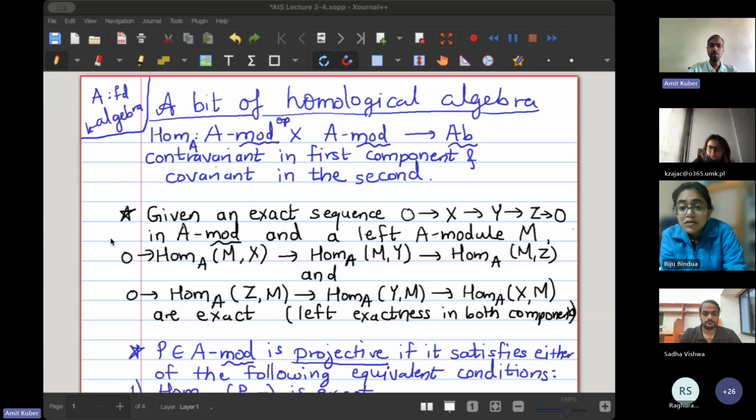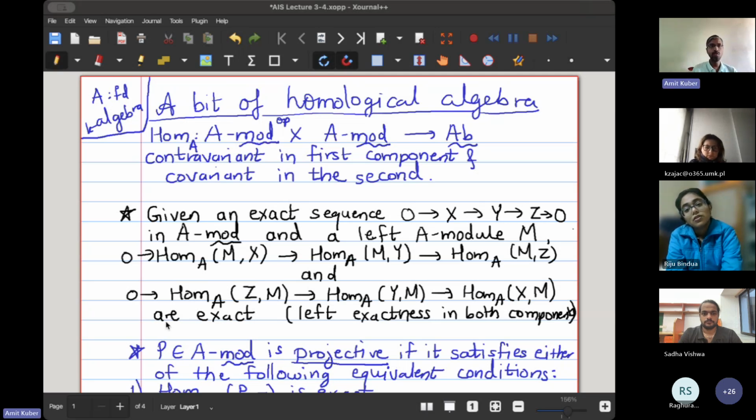We need to have some property on M so that the Hom functor takes all exact sequences to exact sequences. And dually, because we have contravariance in the first component of the Hom functor, we get 0, Hom(Z, M), Hom(Y, M), Hom(X, M), but again we do not get the last 0.